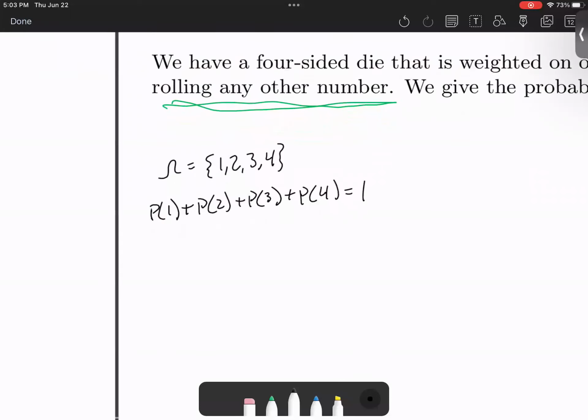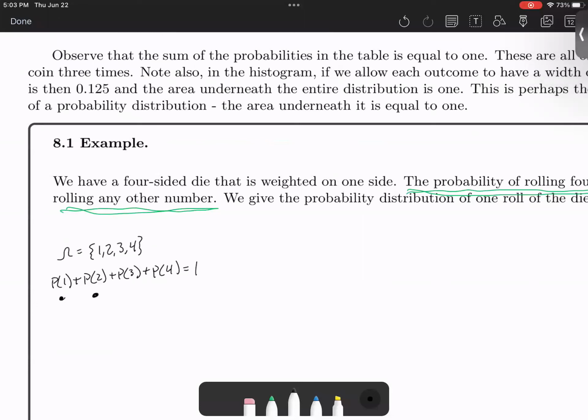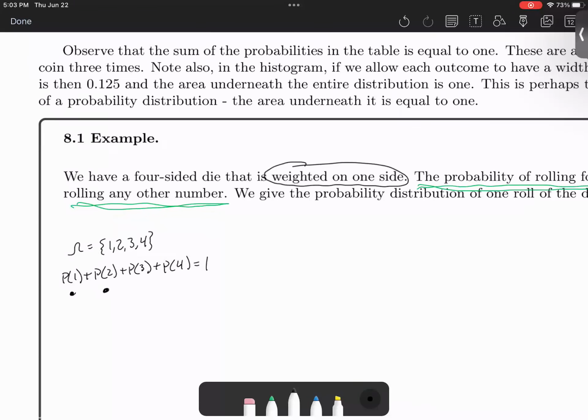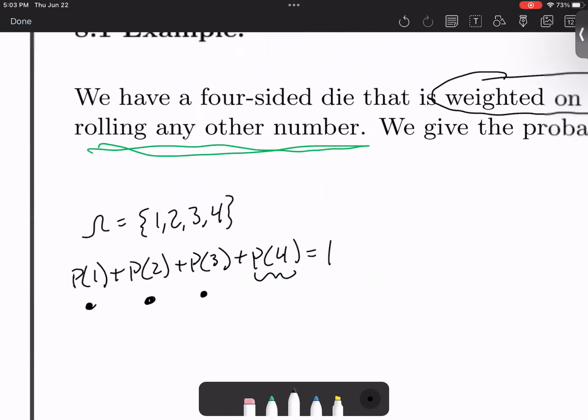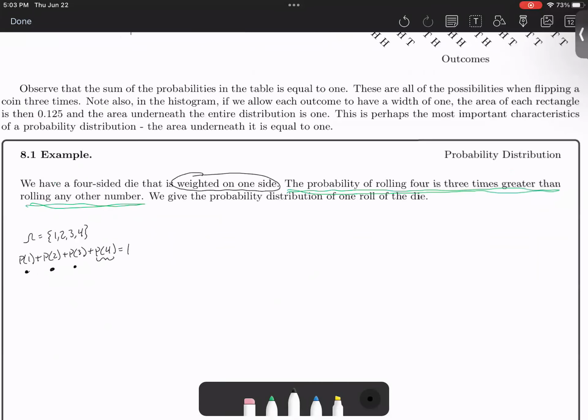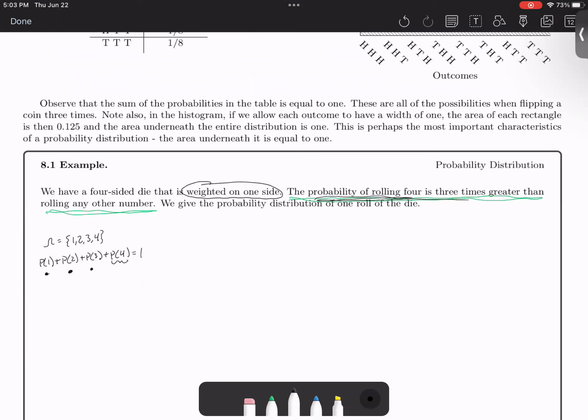And let's keep going. However much the probability of 1 is, I don't know it. From the problem statement, it's the same as the probability of 2, right? It's only weighted on one side. The 4 is the only one that's different. So the probability of 1 is something. The probability of 2 is also something. The probability of 3 is also that same thing. But the probability of 4, how does that relate? The probability of rolling a 4 is 3 times all of the other numbers.